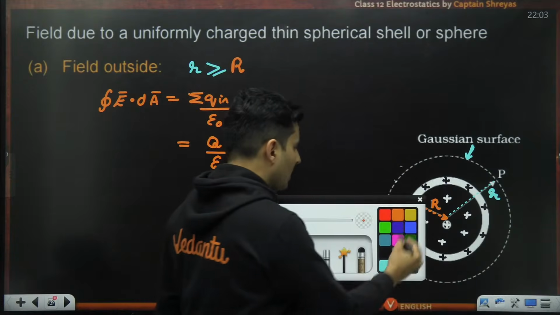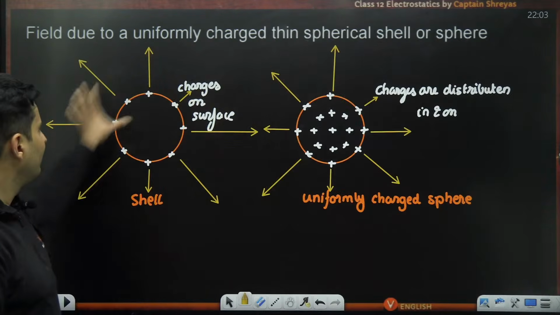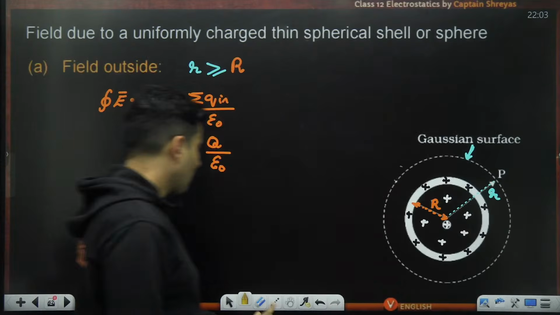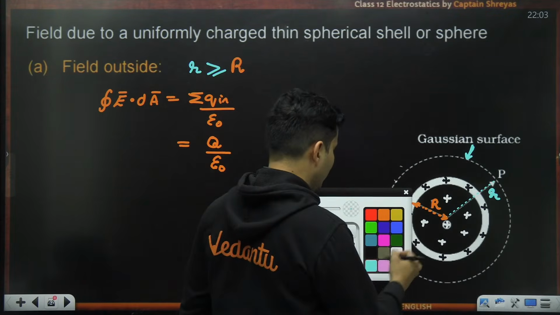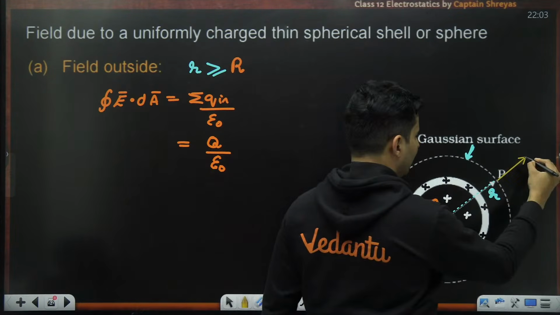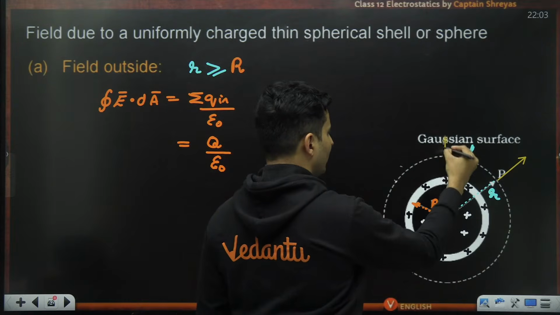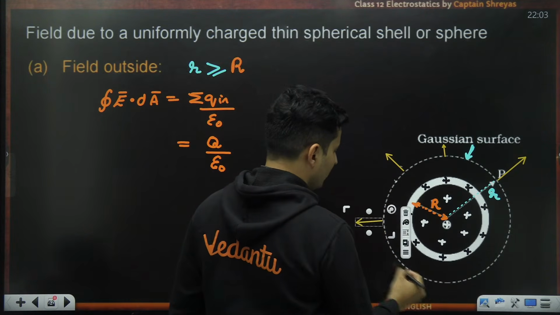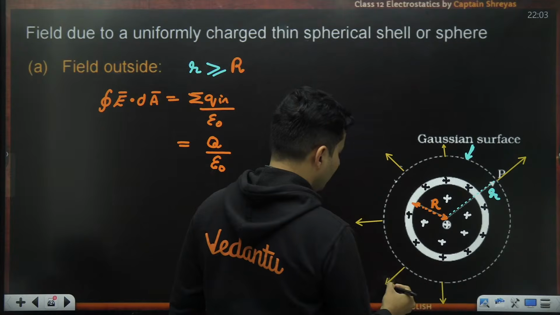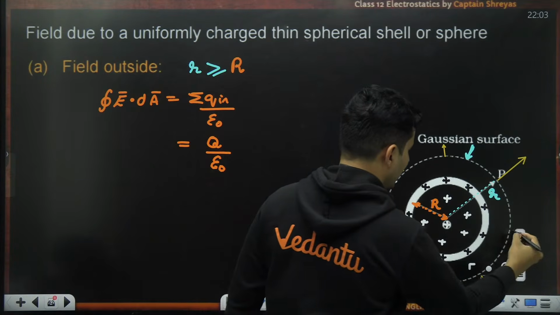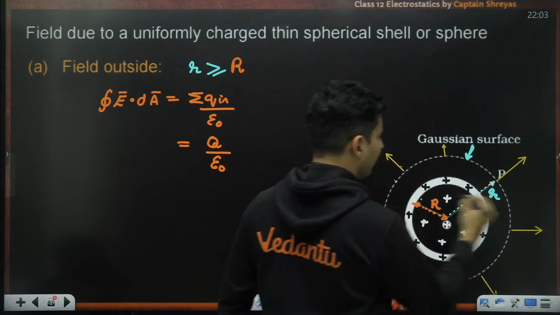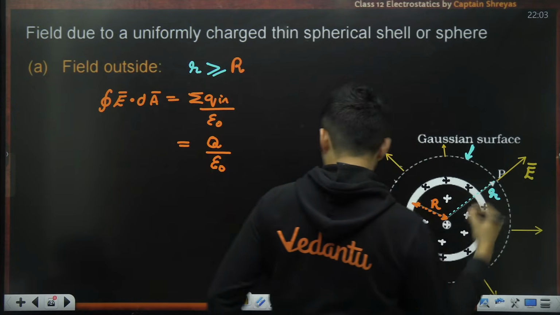Now see, like I said, the electric field lines will look something like this, which I have shown over here. If you are at some distance r from it, the electric field at this point will be here, same over here, same over here. Uniform symmetry should be there, so everywhere it will be symmetrically distributed. So this is our electric field line.